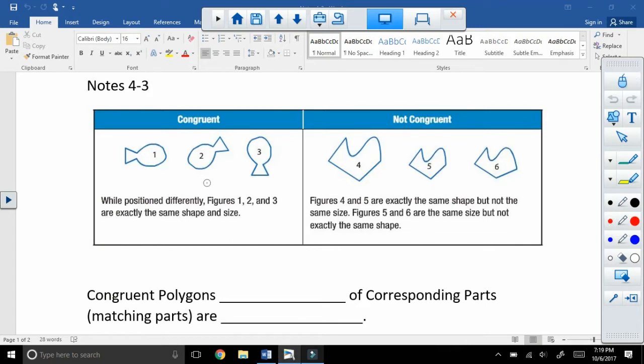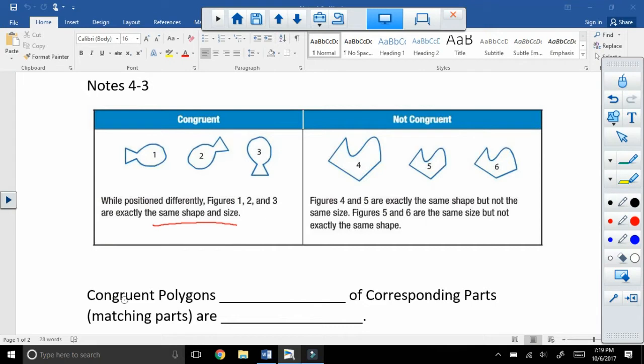The first thing you need to know is what congruent means. Remember, it means equal length or equal measures. But when we're referring to polygons, congruent polygons might be positioned differently, but they're going to be the same shape and the same size. Things that are not congruent: these two are the same shape, but they're different sizes. That'll be something we look at later. That's called similar. And these are roughly the same size, but different shapes.